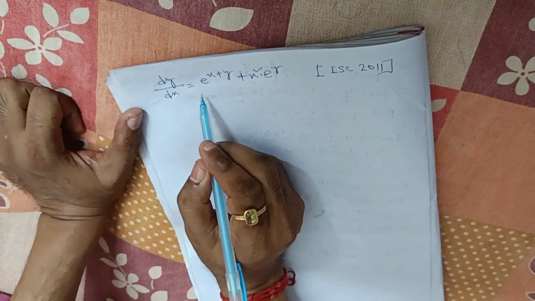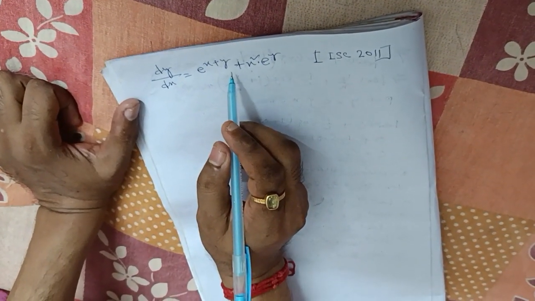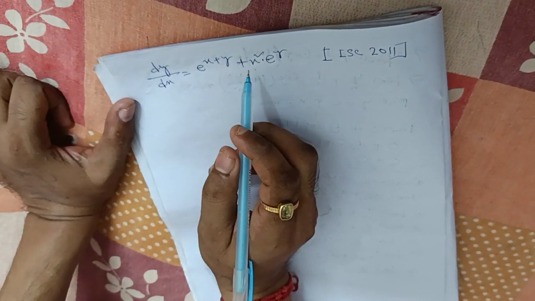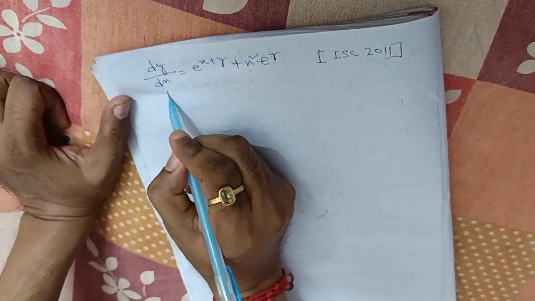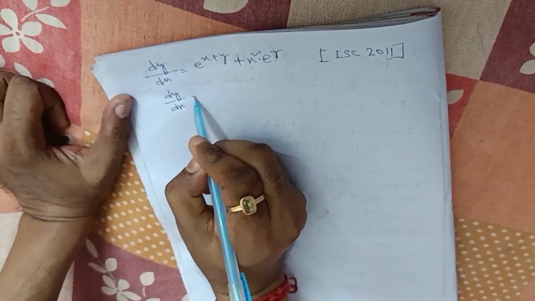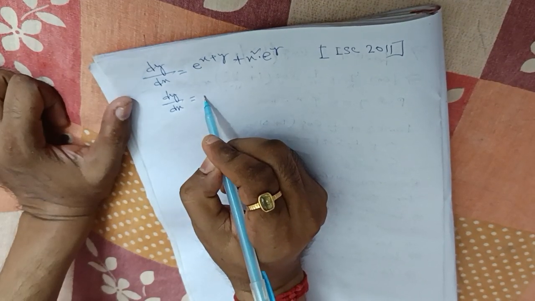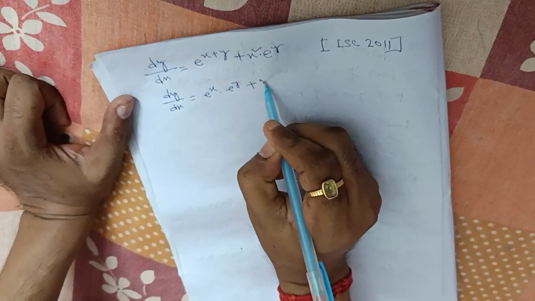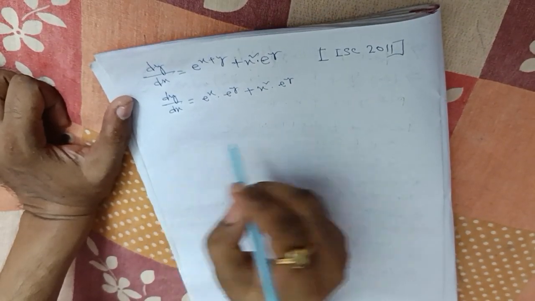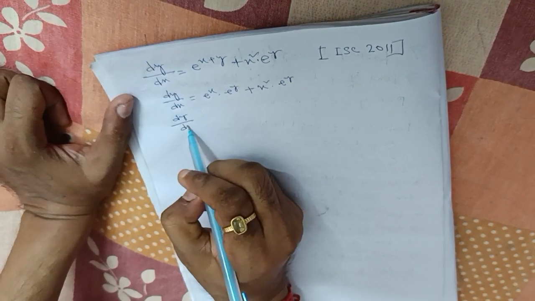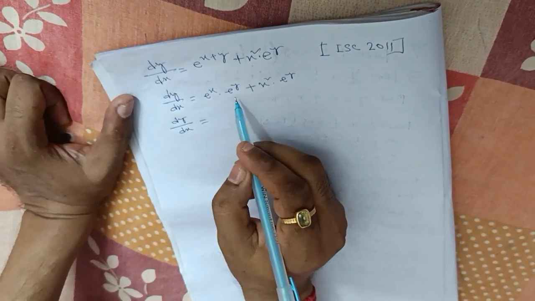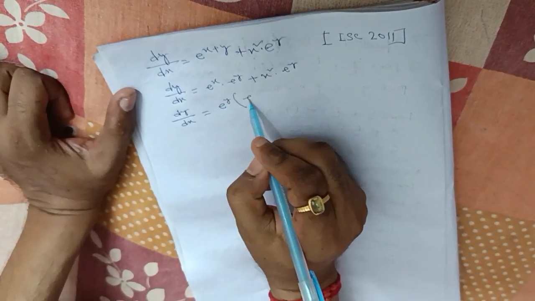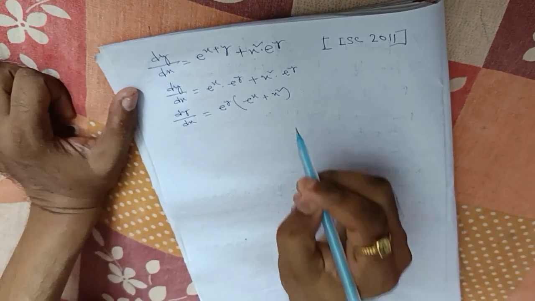dy by dx equal to e to the power x plus y plus x square e to the power y. It is in ISC 2011. Now dy by dx equal to, we can write e to the power x into e to the power y, plus x square into e to the power y as it is. Dy by dx equal to, we can take common e to the power y here, e to the power y within bracket e to the power x plus x square.